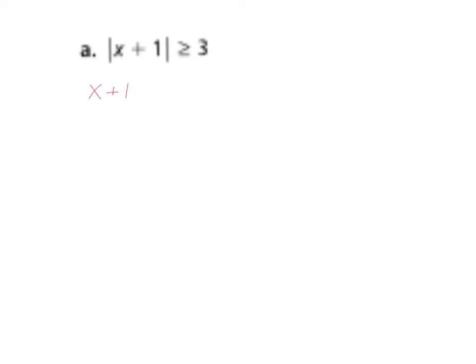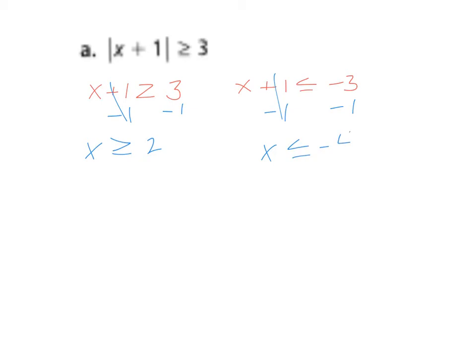X plus 1 greater than or equal to 3, and x plus 1 less than or equal to negative 3. Now, we're going to get rid of that positive 1 by minusing 1 from both sides. X greater than or equal to 2. On this side, -1, x less than or equal to negative 4.